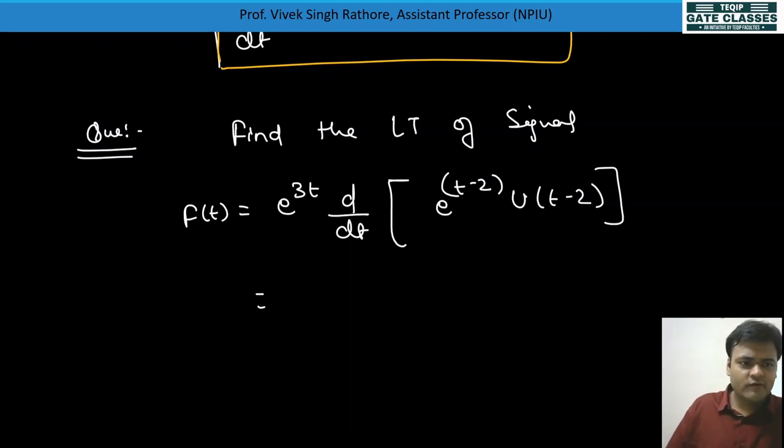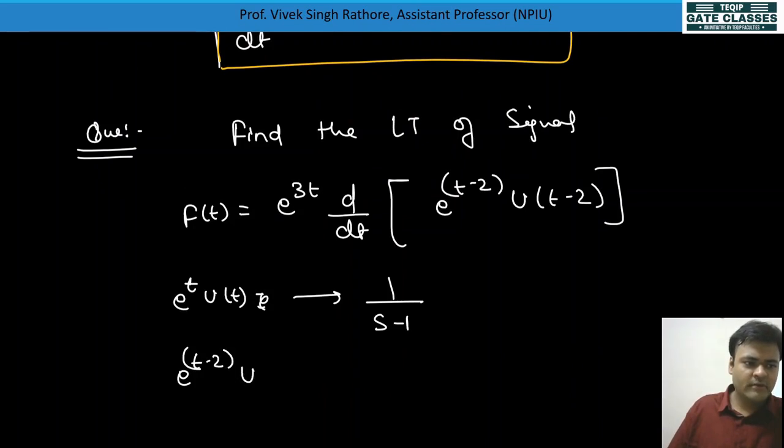So first of all, we'll try to find e to the power t u of t. Can you find its Laplace transform? It will be 1 by s minus 1. Fine. And then for e to the power t minus 2 u of t minus 2, what will you get? You will get 1 by s minus 1, and e to the power minus 2s will come.